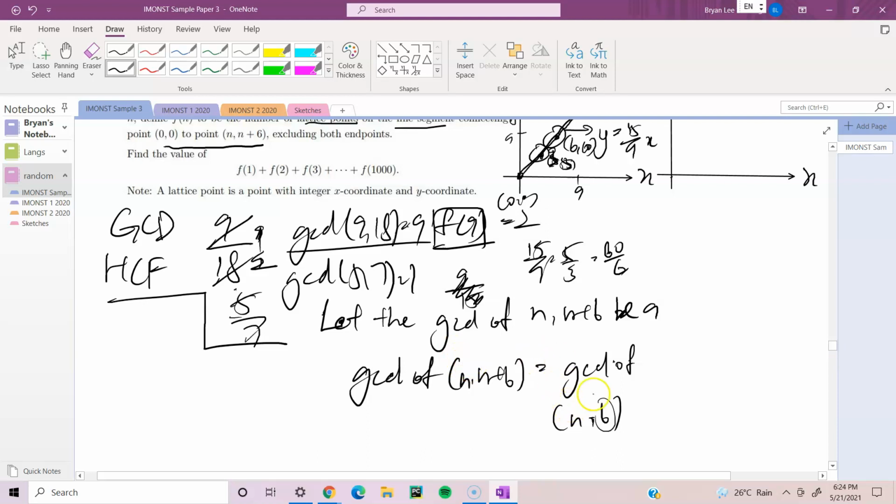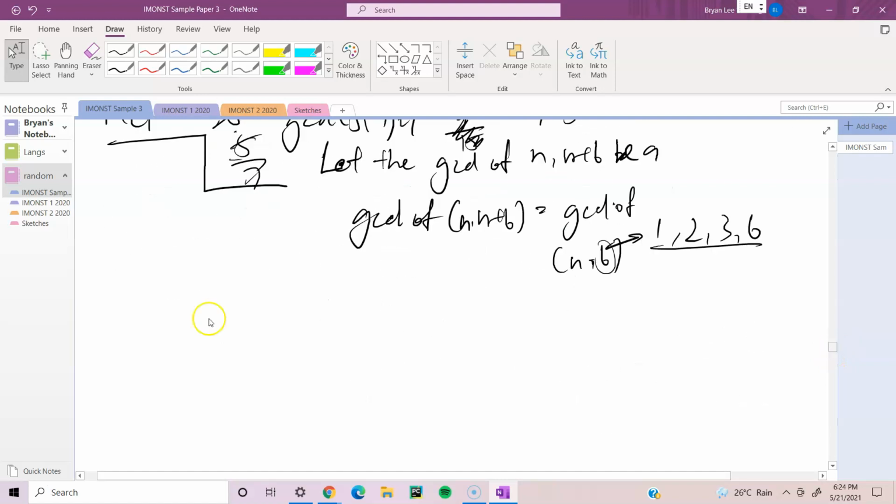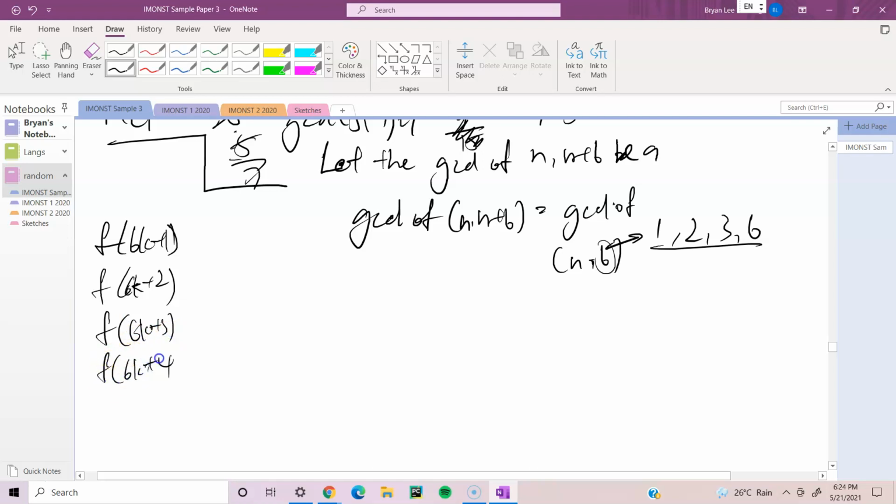Why? Okay, so as we can see, the factors of 6 include 1, 2, 3, and 6, right? So we can divide this into 6 cases. So for any f(6k plus 1), and then for any f(6k plus 2), f(6k plus 3), f(6k plus 4), f(6k plus 5), and then f(6k plus 6).